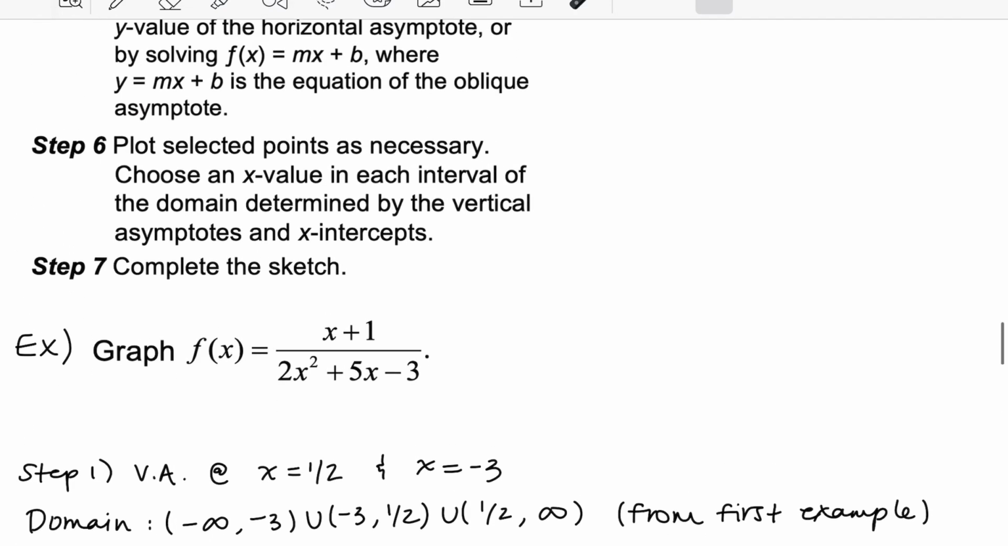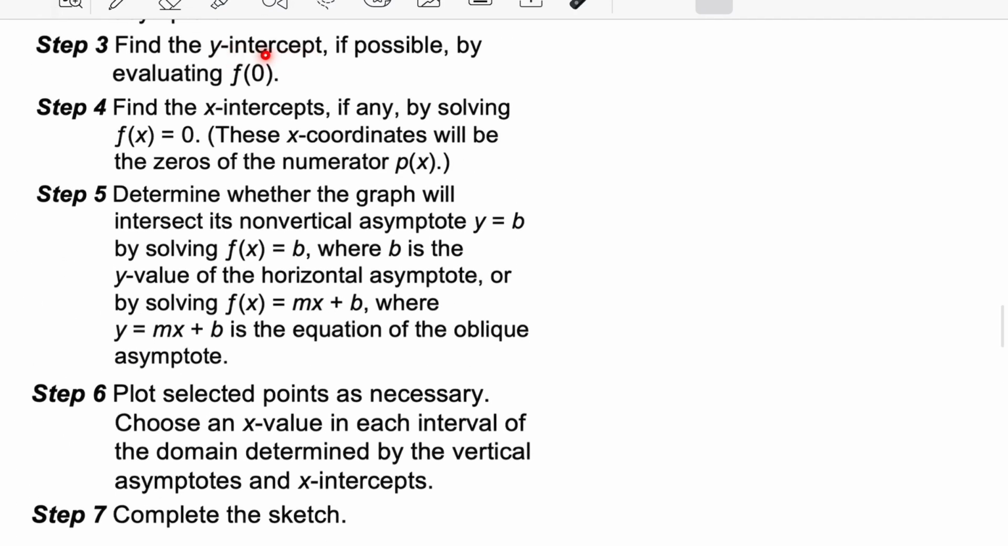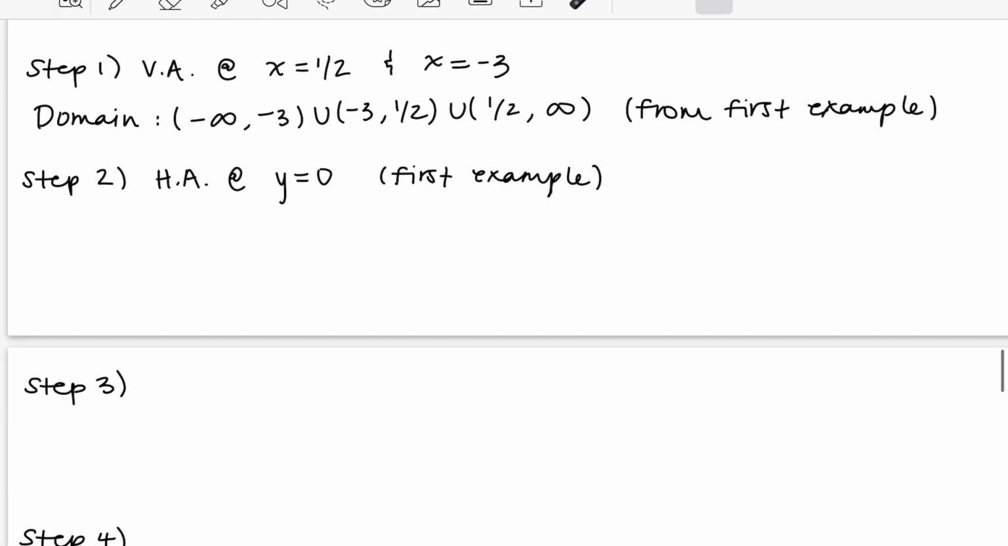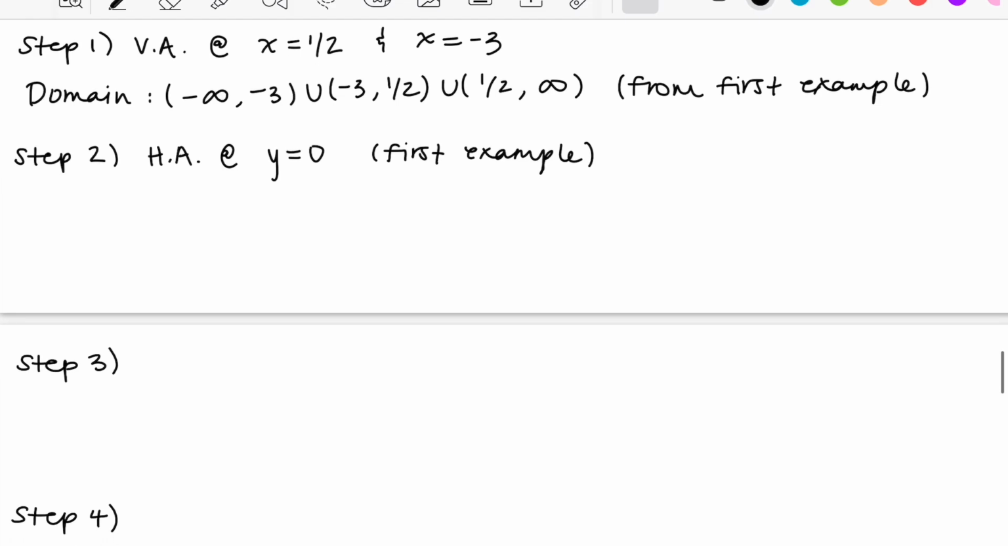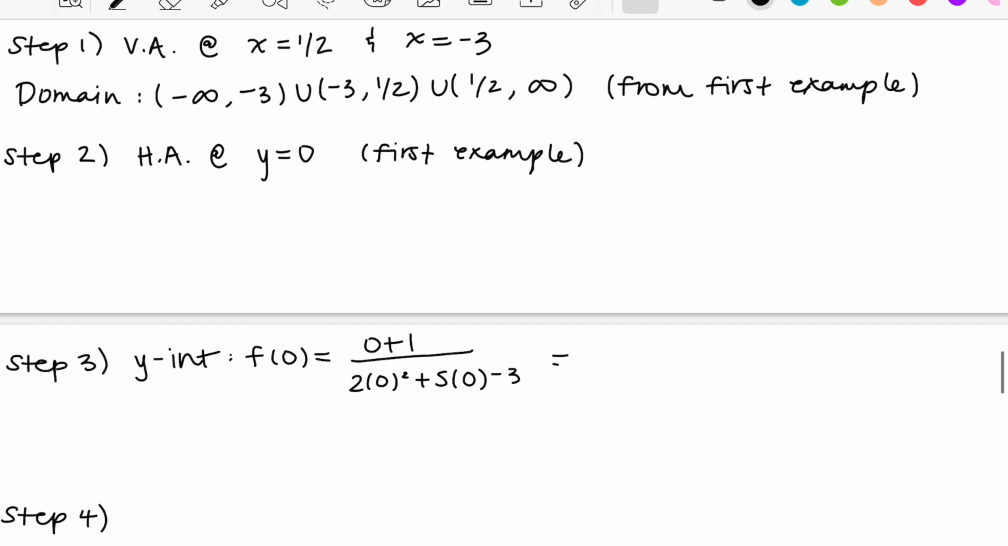All right, so for step 3, what we're going to want to do is find the y-intercept, and for step 4, we're going to find the x-intercept. So we know to find the y-intercept, all we have to do is set x equal to 0 in our function. So we'll end up with -1/3 here. And so this tells us we'll have a y-intercept at (0, -1/3).